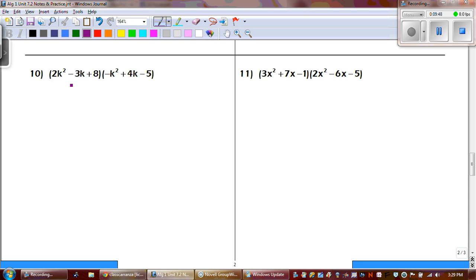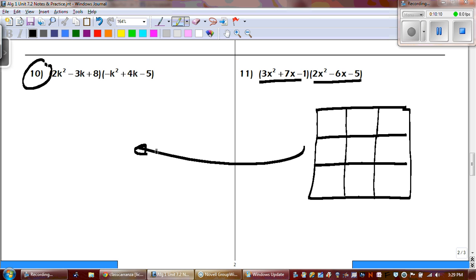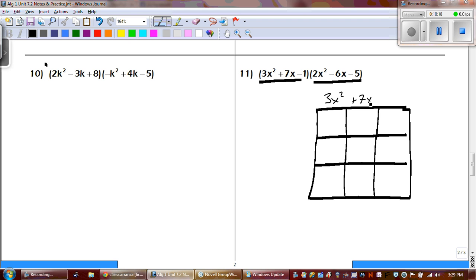And for number 11, same thing. I'll help you set up the box, but it's a trinomial times a trinomial. When problems get this big, I highly, highly, highly recommend doing the box method all the time. So even for this problem, I would draw a box, okay? Now, just to set this up, 3x squared plus 7x minus 1, and then 2x squared minus 6x minus 5. If you want to try the problems, pause the video now, and when you come back, the answers will be up.